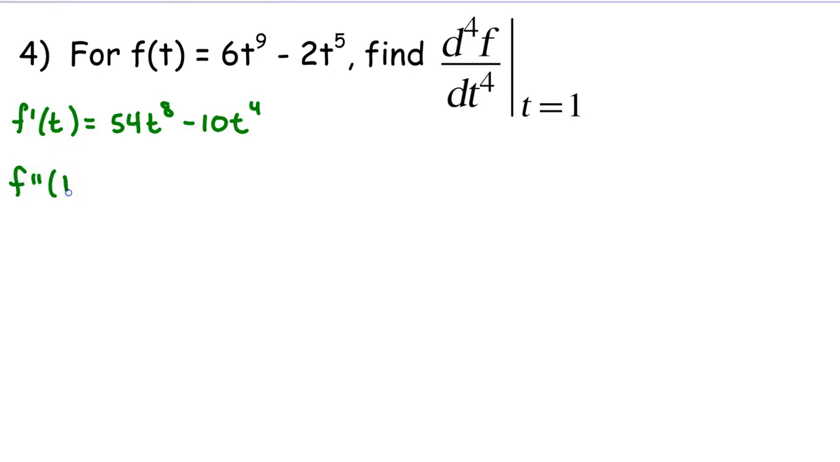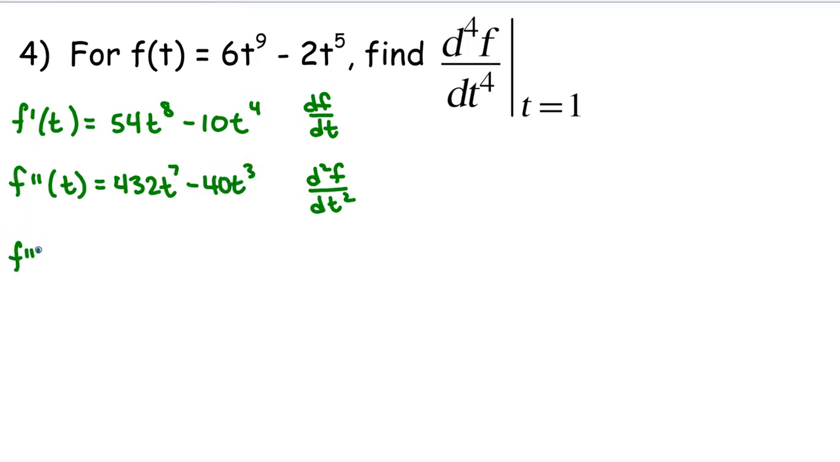Now we find the second derivative. By the way, the first derivative we could write as df dt, and the second derivative is d squared f dt squared, and that's going to be, okay, grab a calculator, 54 times 8, 432. So 432 t to the 7th minus 40 t to the 3rd. Now let's find the third derivative, which we could write as d cubed f dt cubed. And that is, bring down the 7, 3024 t to the 6th minus 120 t squared.